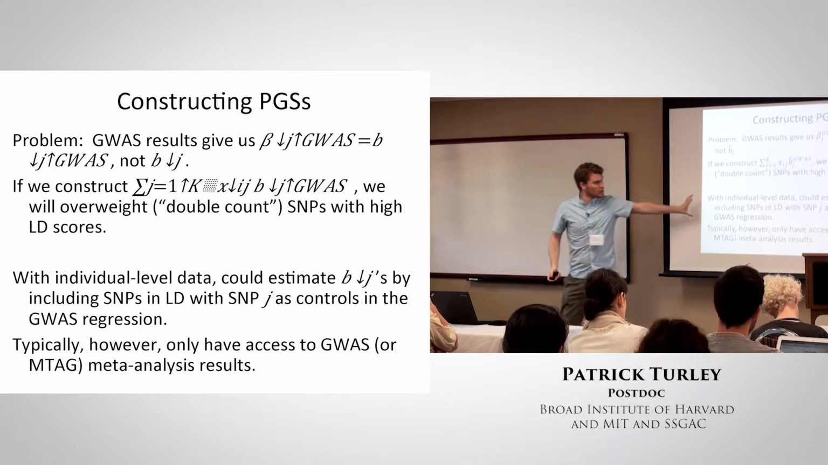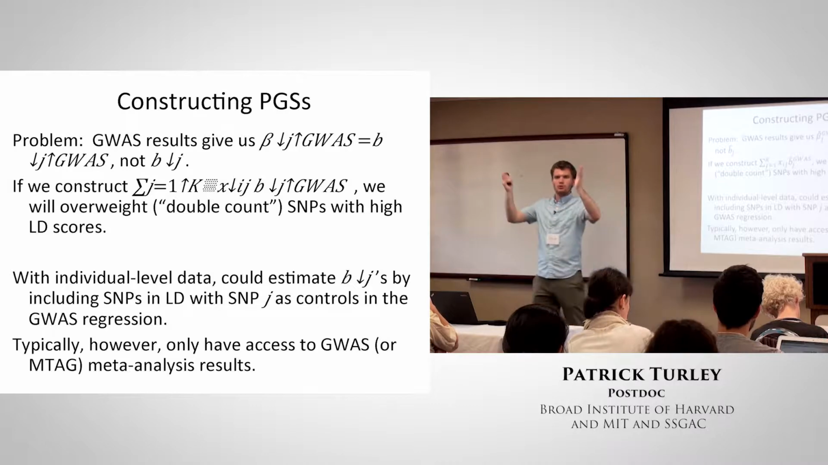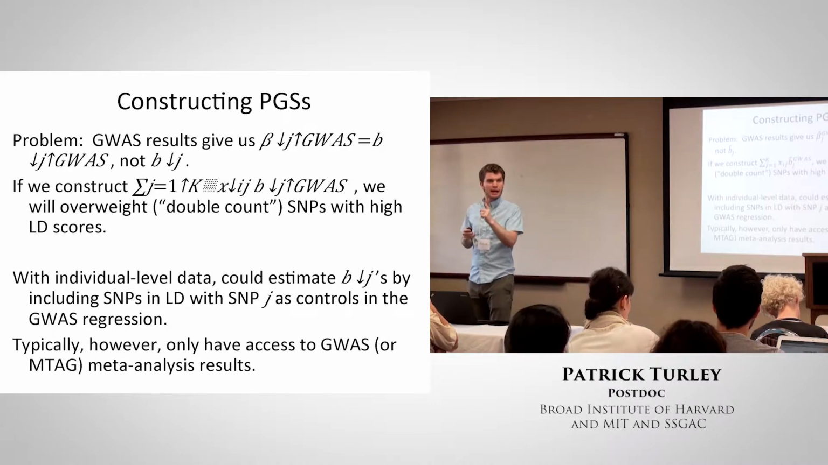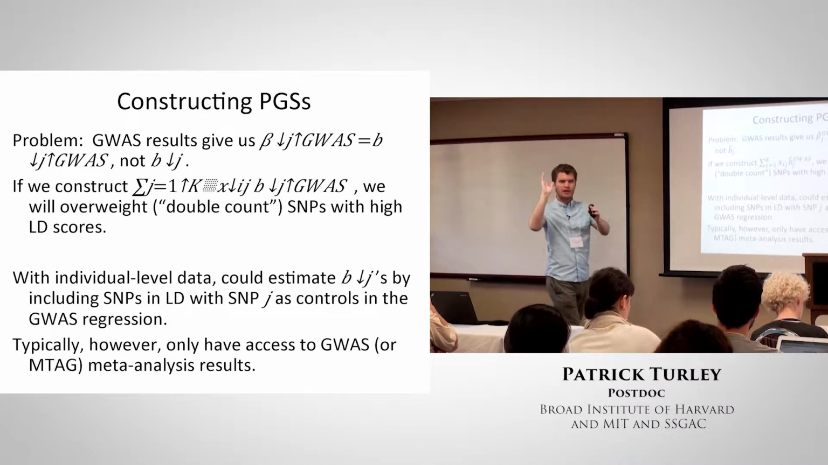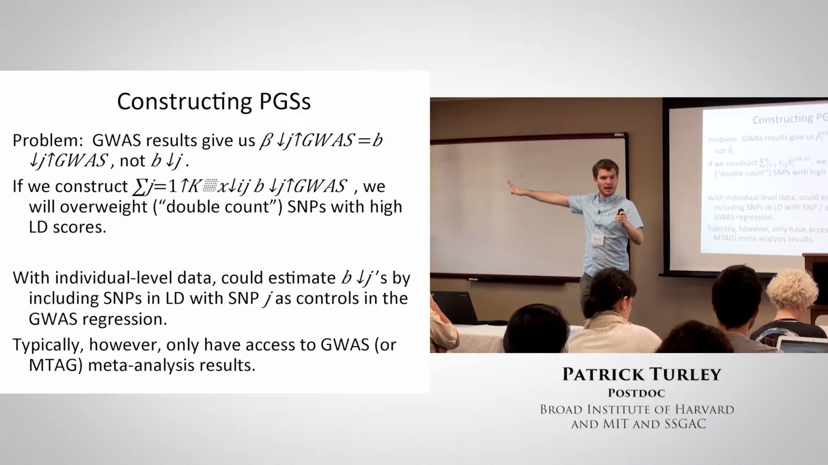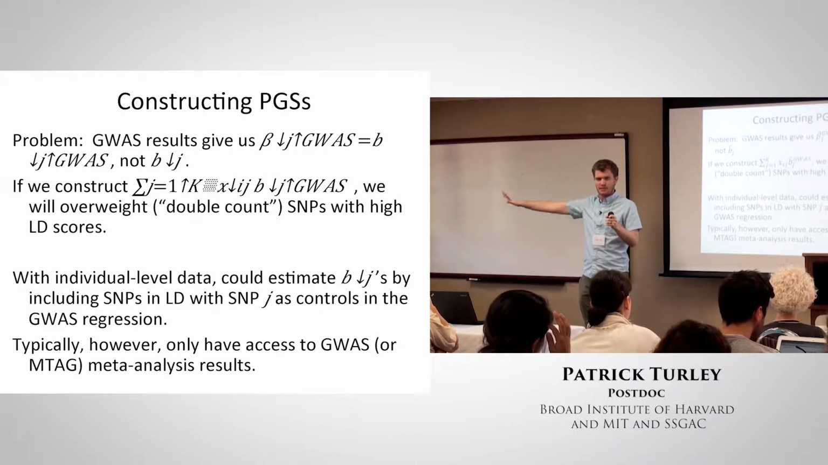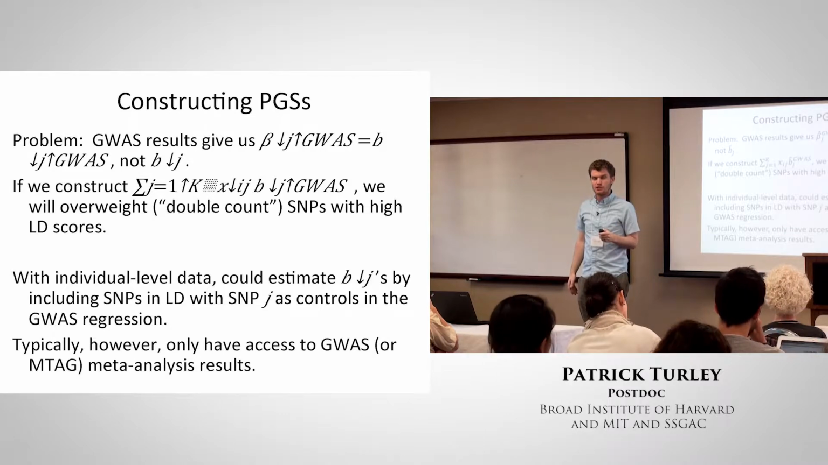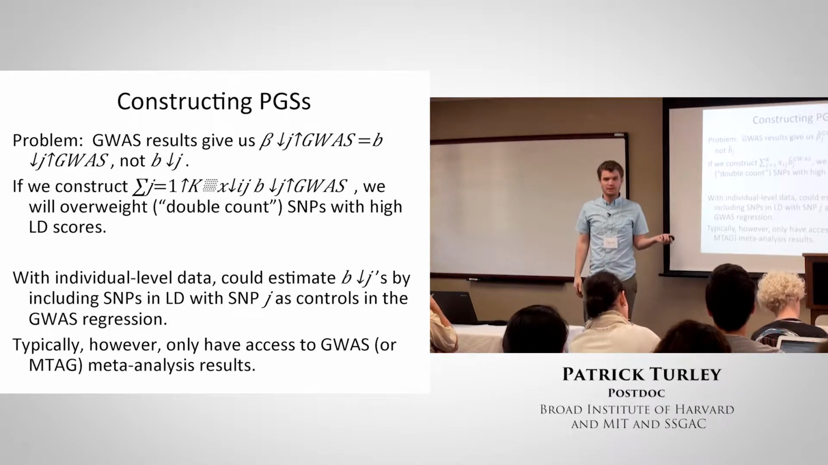So if we had individual level data, instead of doing one SNP at a time, we could run a bunch of regressions where we regress the outcome on our SNP and then just control for every SNP that's in LD. That would remove this double counting problem because we've controlled for the things that we observe. In general, we don't have individual level data.